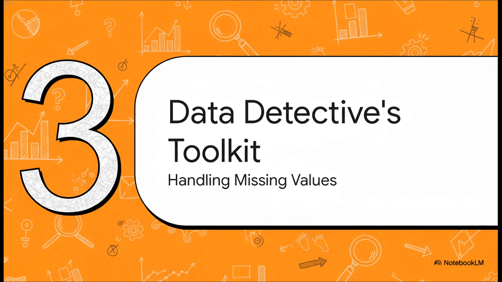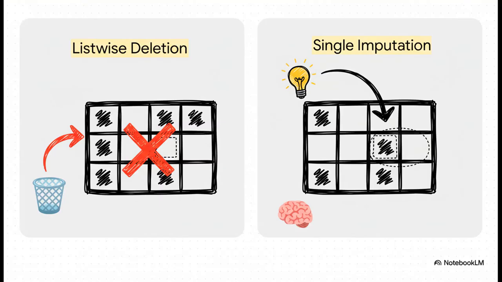What's next? Well, every good detective needs a toolkit, and in data analysis, that means having a whole range of methods to handle these missing values. We've already talked about list-wise deletion, just tossing the evidence. The alternative is something called imputation, which is a fancy word for filling in the gaps. The most basic type is single imputation. This is where you make one educated guess, like replacing a missing number with the average of all the other numbers. It's simple for sure, but it can create its own set of problems.